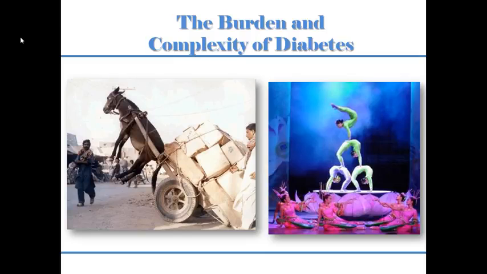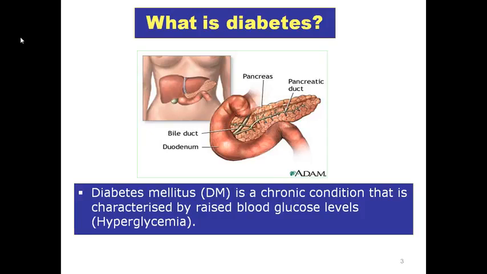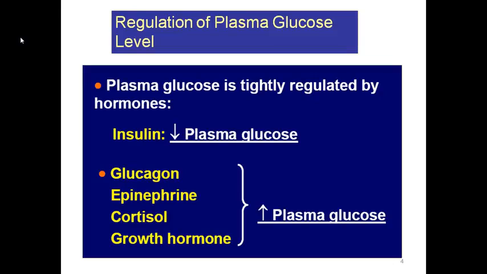It's a very complex disease with a lot of complications, and it has put a lot of burden on our society. You can see that. So what is diabetes? Diabetes mellitus is a chronic condition characterized by raised blood glucose level, which is also called hyperglycemia. So a condition which causes increased glucose is called diabetes mellitus.